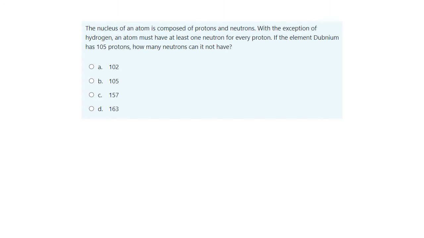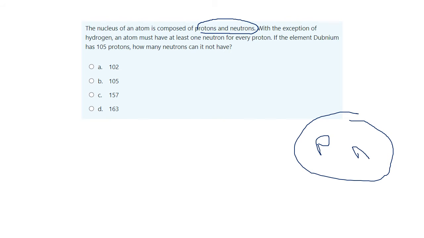The nucleus of an atom is composed of protons and neutrons. So inside of our nucleus, we have protons and we have neutrons. With the exception of hydrogen, an atom must have at least 1 neutron for every proton. So at least means if we have 1 proton, we need to have at least 1 neutron or more. 1 proton, 1 or more neutrons. 2 protons, 2 or more neutrons.